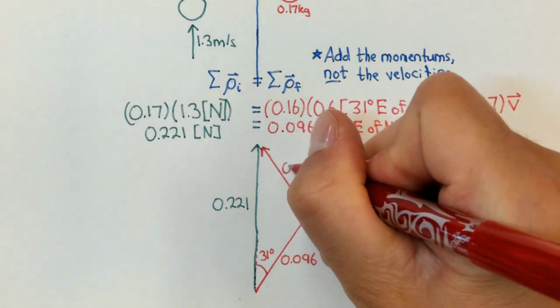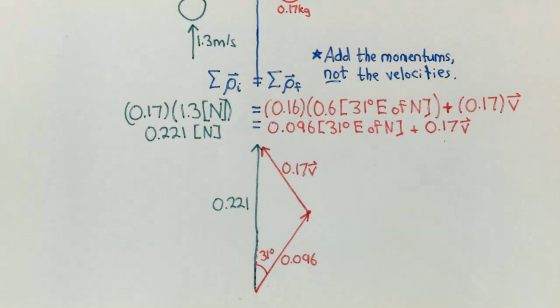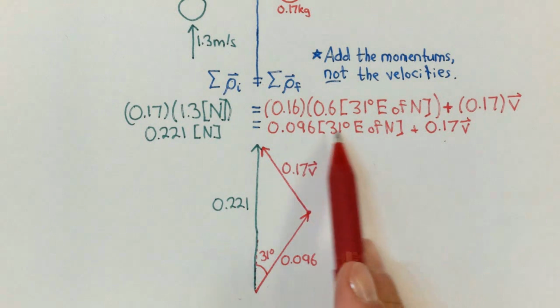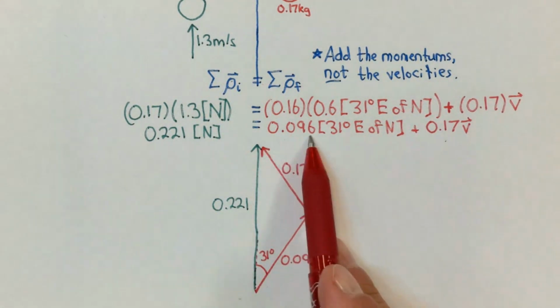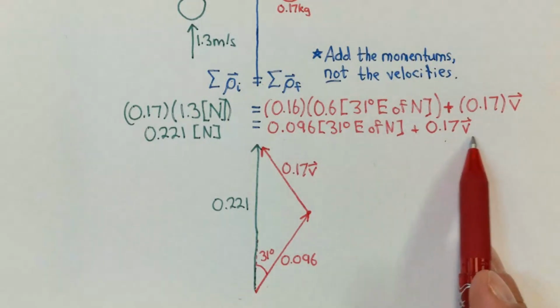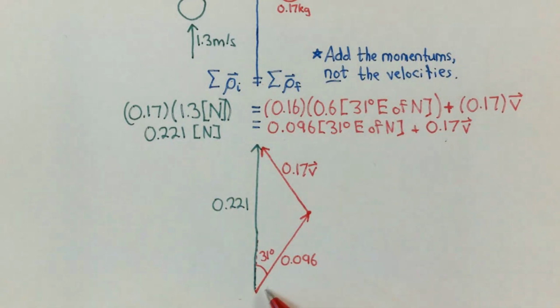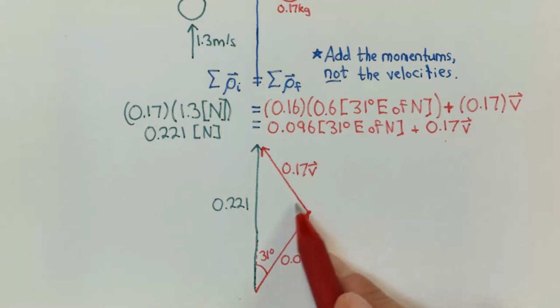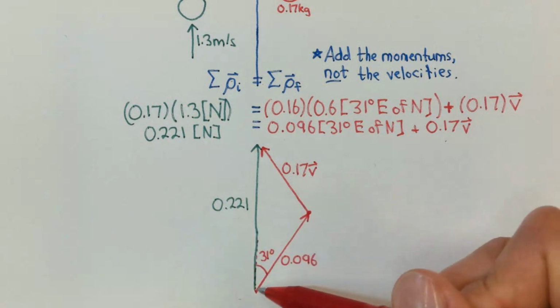That's my 0.17v. So I've taken my equation and I've turned it into a vector addition diagram. The 0.096 plus the 0.17v equals the 0.221. 0.096 plus the 0.17v, so those are being added, they're head to tail, equals 0.221. So 0.221 is my resultant.